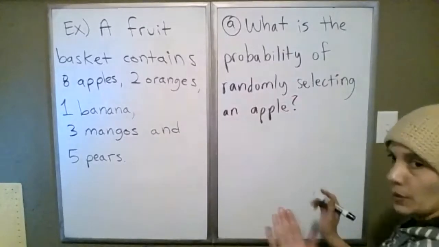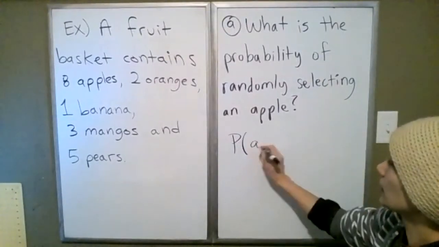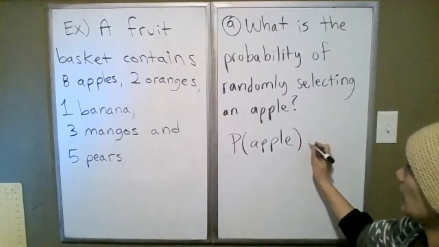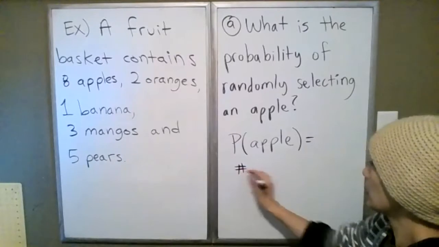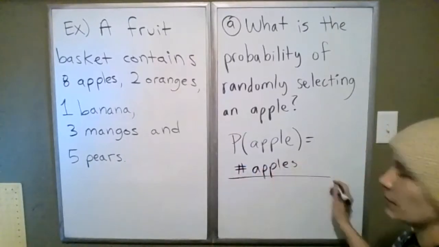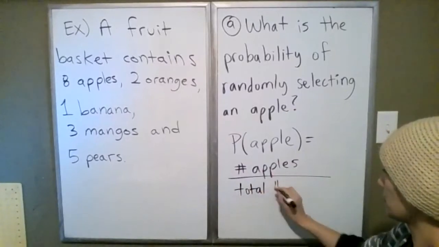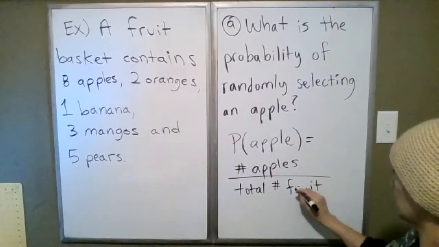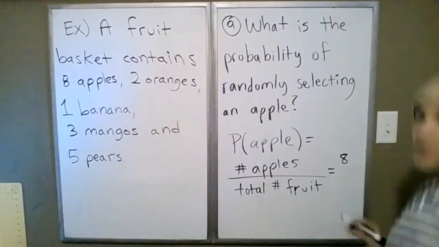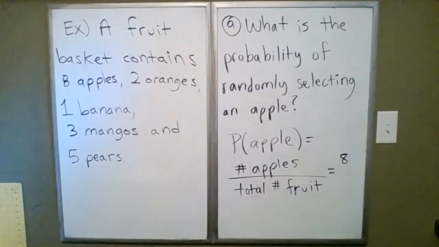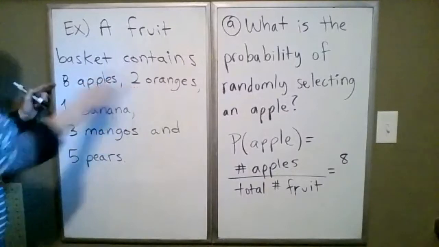So we're going to write probability of selecting an apple. And it equals the number of apples, all the different choices for that event, and divide by the total number of outcomes. Okay, there are 8 apples. And we have to see how many fruit we have total. 5, 6, 7, 8, 9, 10, 11, plus 8 would be 19.